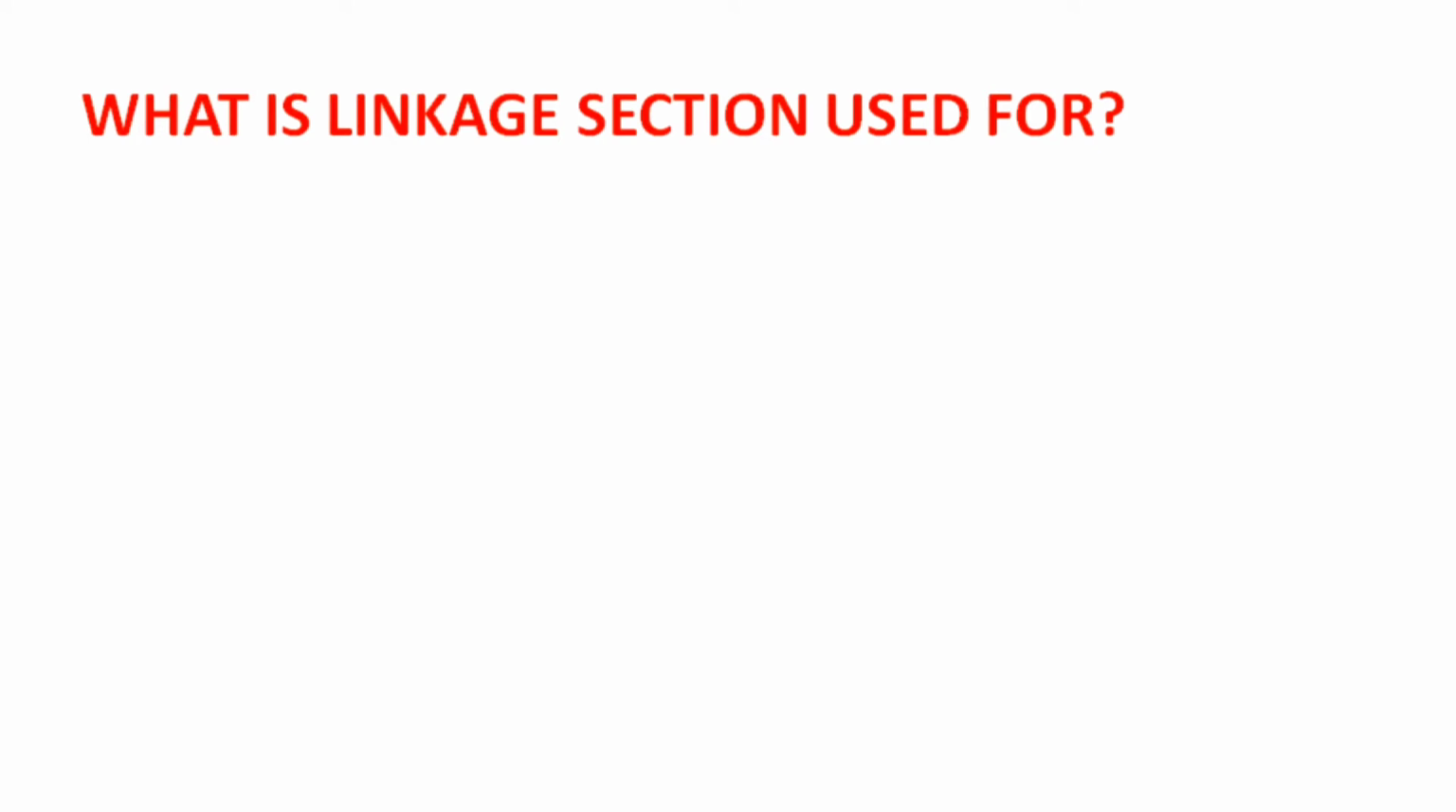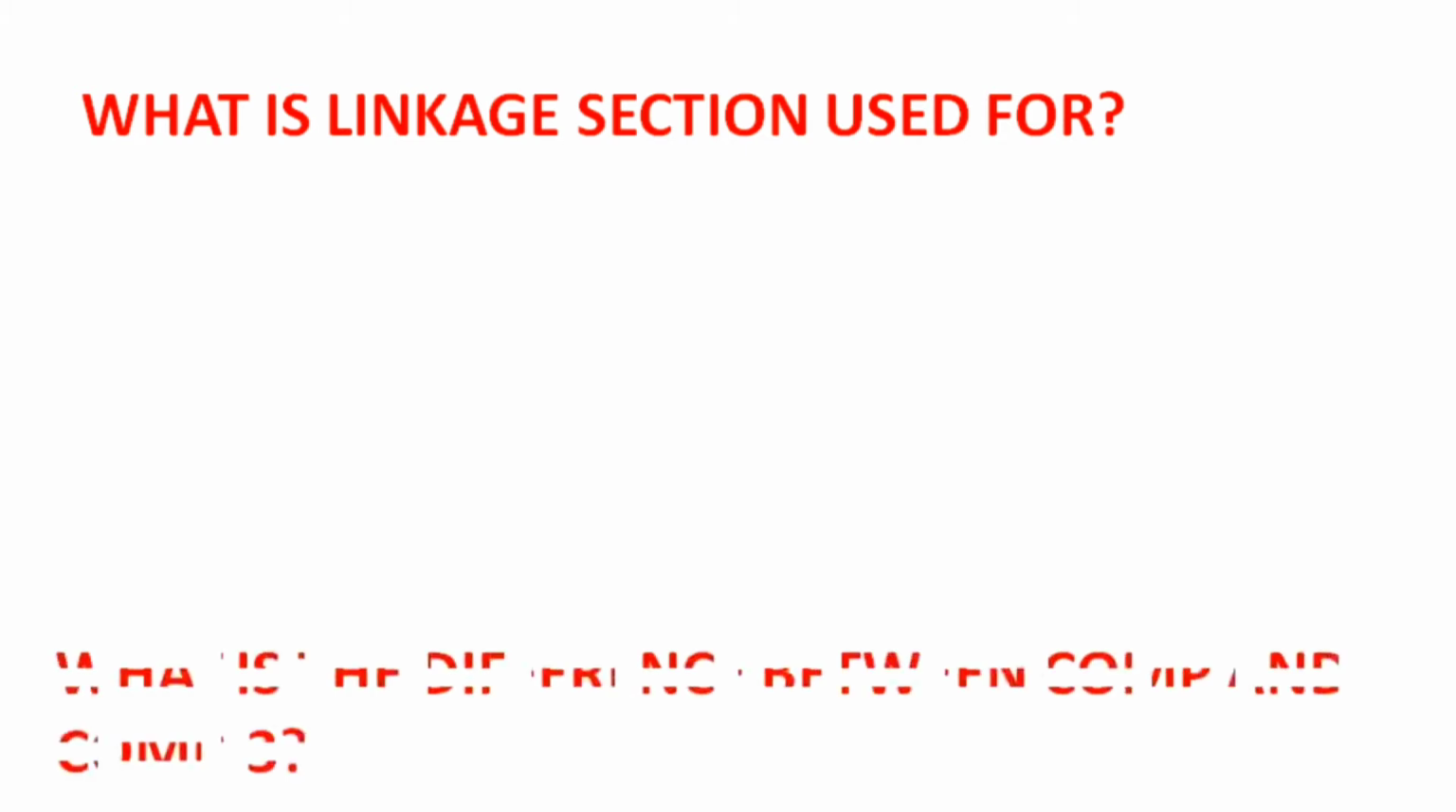What is the linkage section used for? As the name itself suggests, it is used for linking. So what exactly is that? The linkage section is used to pass data either from one program to another program or from a JCL to the COBOL program. Whatever data you want to send will be received in the linkage section. So we can say that the linkage section is used for linking program to program or program to JCL.